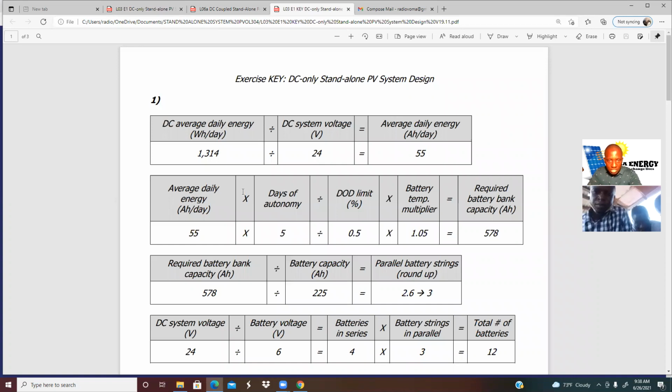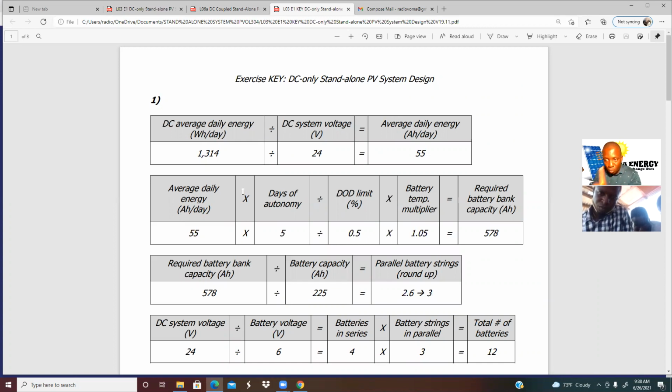You're going to divide that by the DC voltage. The DC voltage is the volt of the system, the panel you're using. You're going to divide that by the voltage, the system volt. So this system volt is how much? It's 24 volt.